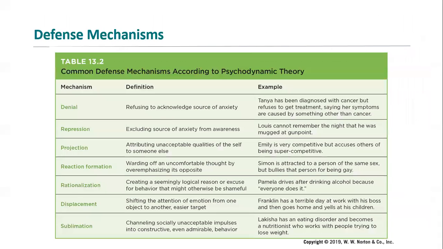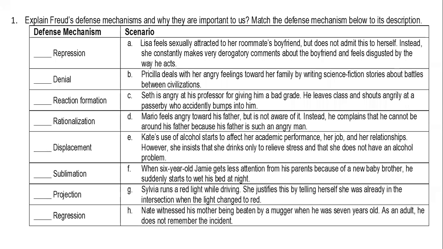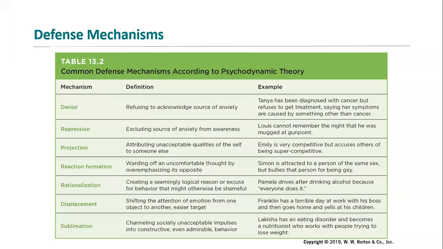Will says reaction formation. That is absolutely correct. So in that example, she's attracted to her roommate's boyfriend. So she wards off these uncomfortable thoughts by overemphasizing the opposite of it. She says how disgusting it is to try and get her feelings to not be that way.